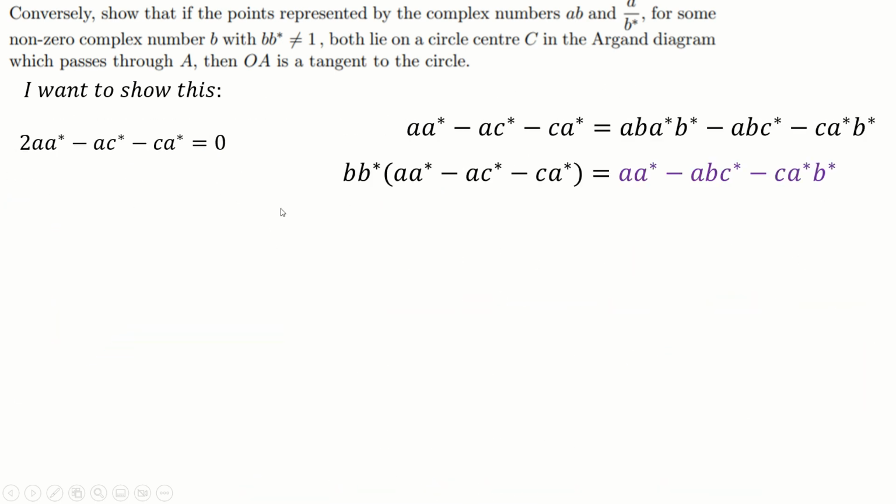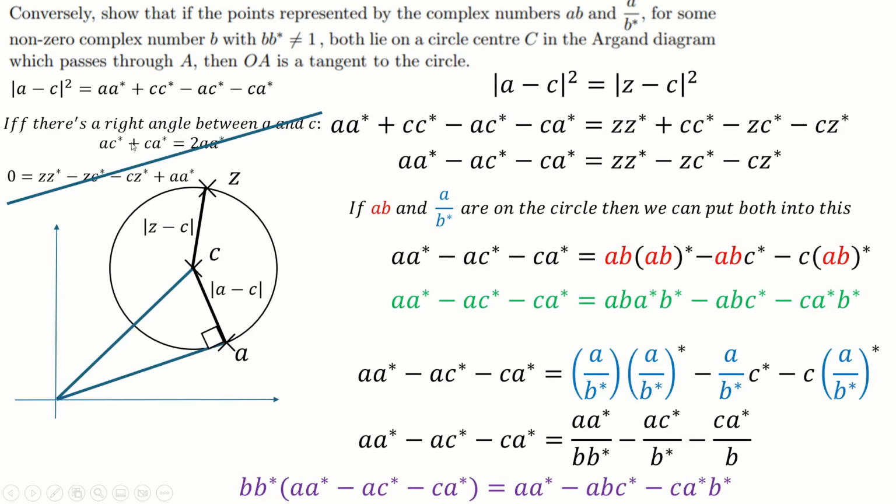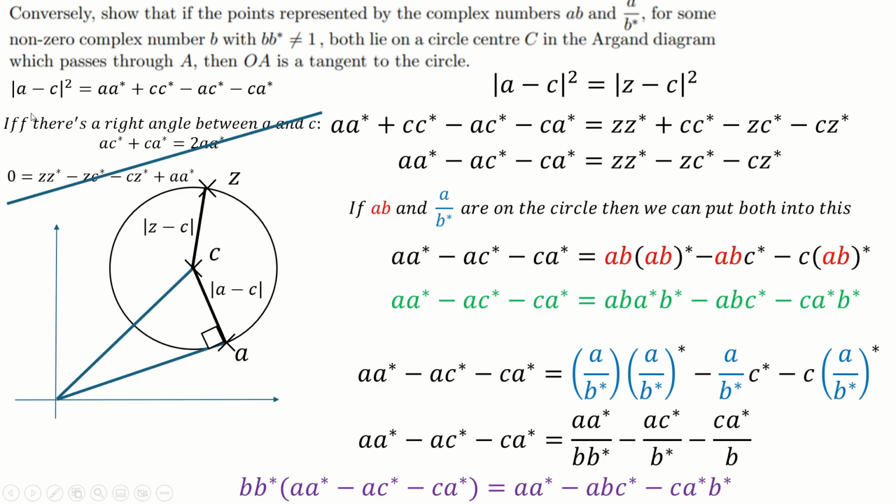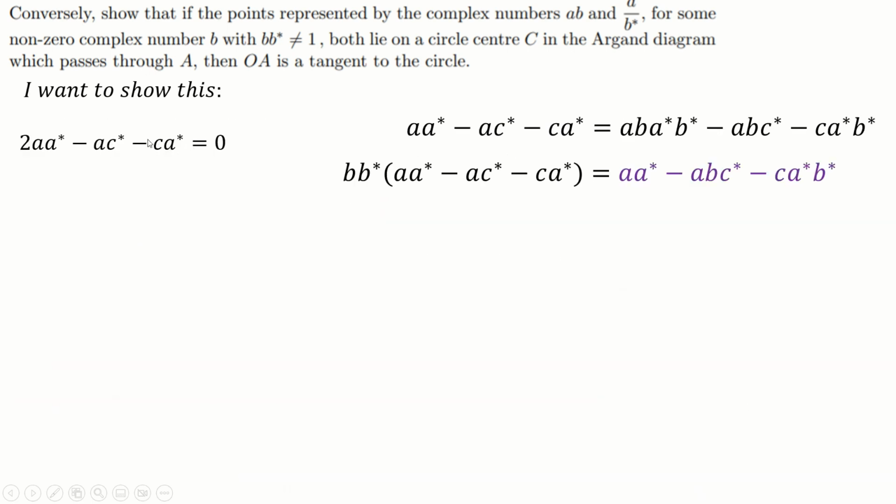And again, the aim is to try and show this. I've rewritten it a little bit from here. I've just put this on the other side. But if I can show this is true, then that's if and only if there's a right angle, so this shows that there's a right angle. So how can I use these 2 equations to show this is true?